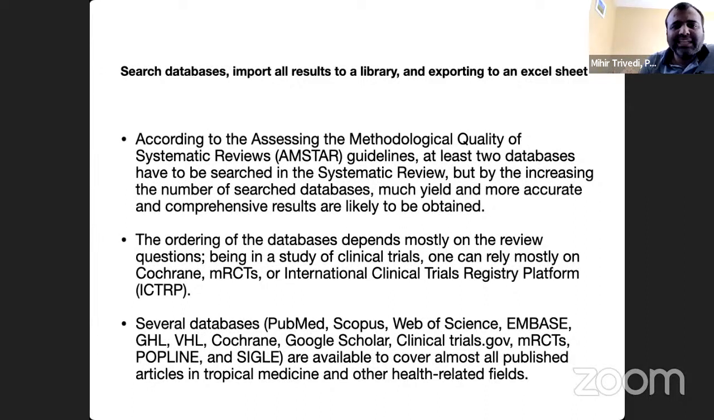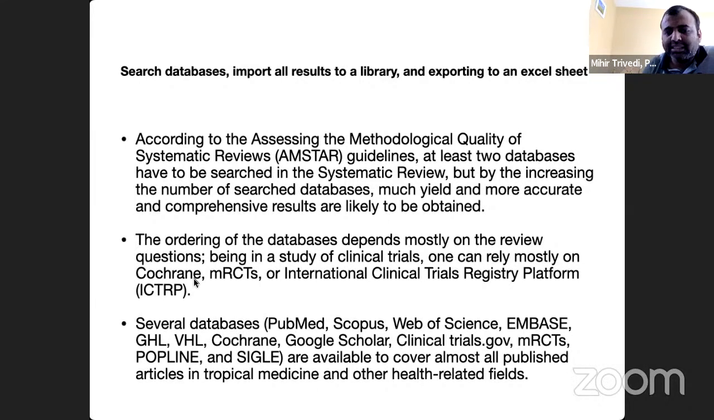So, according to assessing the methodological quality of systematic reviews, AMSTAR guidelines, at least 2 databases have to be searched in the systematic review. But by increasing the number of searched databases, more yield and more accurate and comprehensive results are likely to be obtained. The ordering of the databases depends mostly on the review question. In a study of clinical trials, one can rely mostly on Cochrane, mRCTs, or the International Clinical Trials Registry Platform.